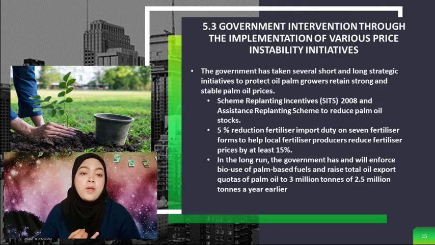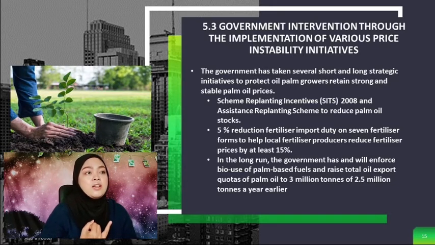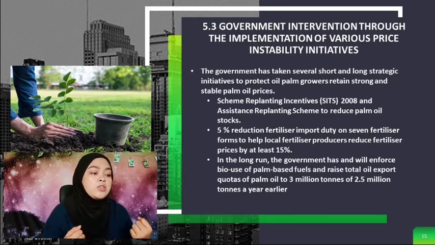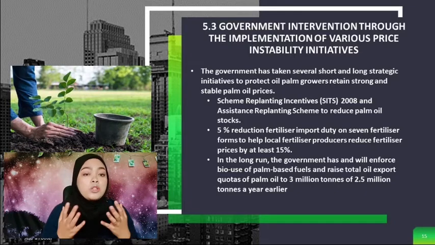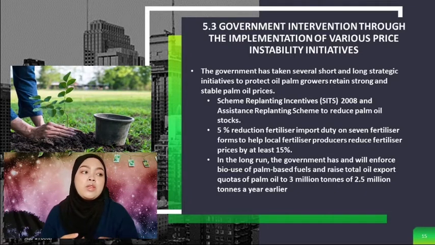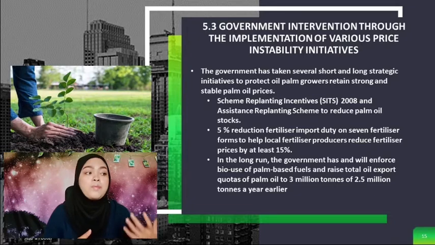The first aspect we can see is in the palm oil sector, where the government has taken several short and long run strategic initiatives in order to protect all palm growers and retain strong and stable palm oil prices.